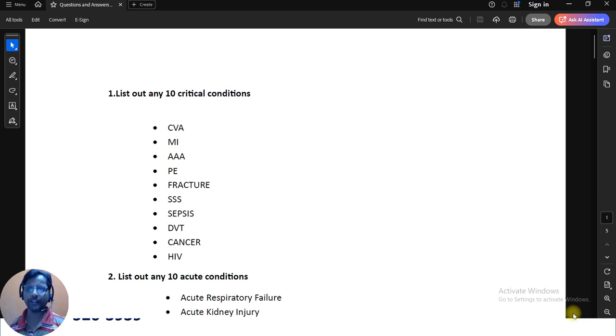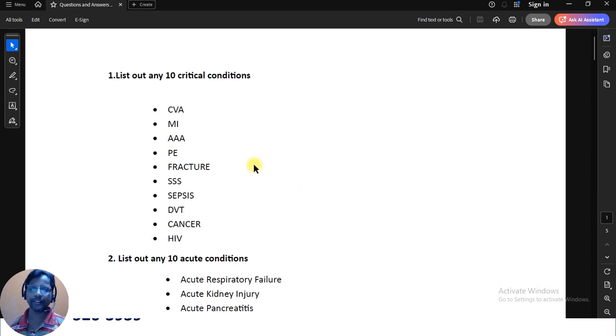If you go to an interview, they may ask you to list out any 10 critical conditions. These are the common critical conditions: CVA, cerebrovascular accident; MI, myocardial infarction; AAA, abdominal aortic aneurysm; PE, pulmonary embolism; fracture; sick sinus syndrome; sepsis; deep vein thrombosis; cancer; HIV. The patient needs to get the physician's attention as soon as possible in order to treat these conditions.